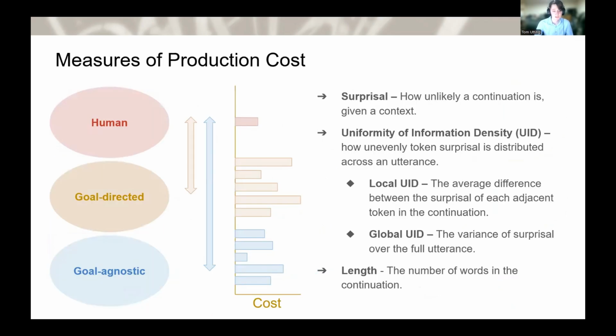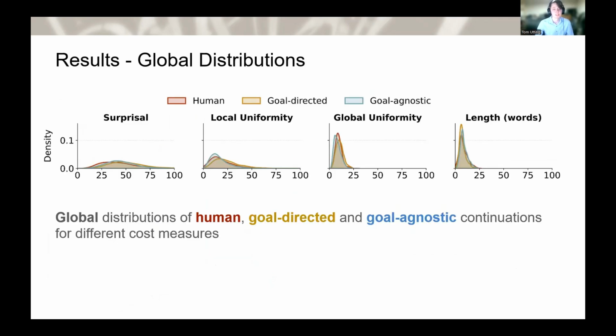As cost measures, we use surprisal, uniformity, both in local and global measures, and sentence length. These are all common measures used to approximate speaker and listener processing costs in the literature. We use GPT-2 to calculate surprisal since it is known to be a good estimate of human processing difficulty. For each cost measure, we use a positive cost to indicate higher effort. That is, higher surprisal, lower uniformity, and greater length are associated with higher costs. Before running the main analyses, we first check that the generated alternatives are not systematically more or less costly than the human continuations. If they were, any comparison would be confounded.